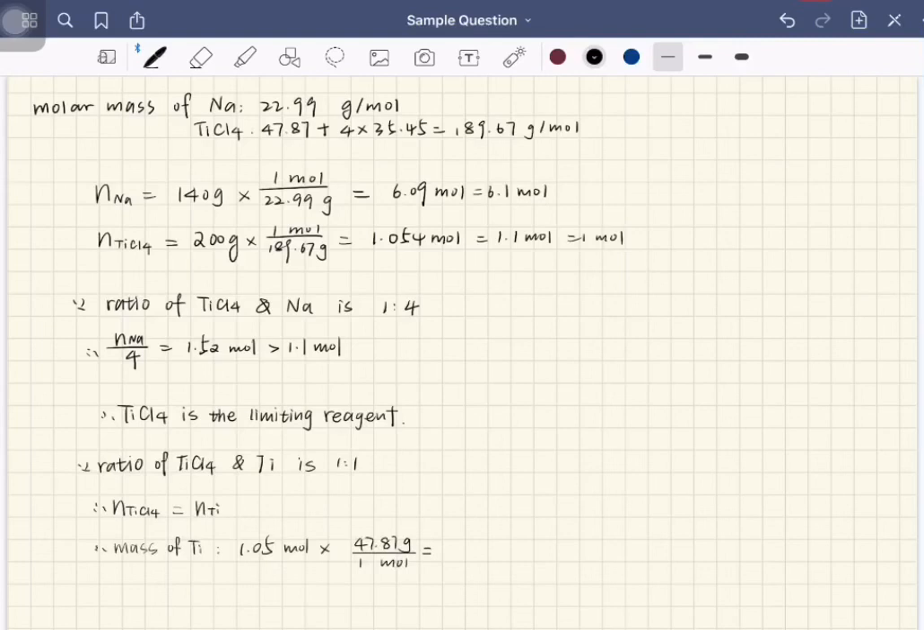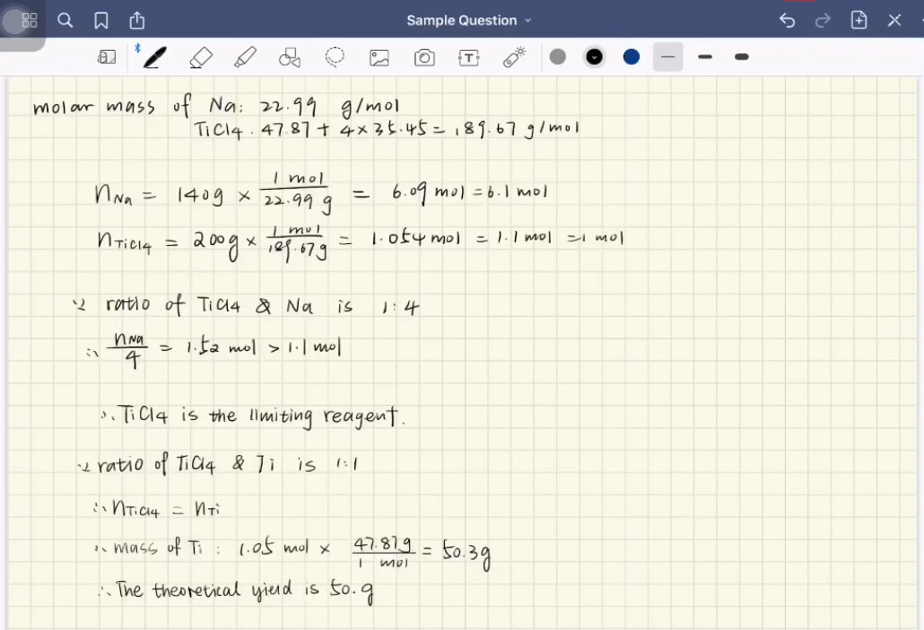So here, we calculate there are 50.3 grams of titanium as the theoretical yield of titanium in this equation. We also need to convert the final answer to 2 significant figures, because 140 grams is 2 in question. The reason why we set sodium as the excess reagent in this question is to reach our goal of extracting titanium.